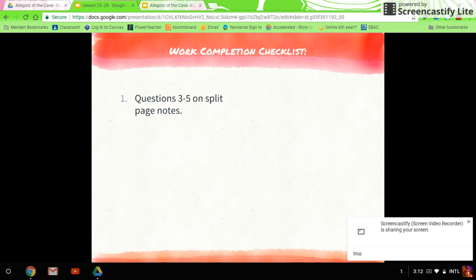By the end of this lesson, what you needed to have completed was questions 3 through 5 of your split page notes, as well as finishing reading the entire story. So at this point, you should have read parts 1, 2, and 3 of Allegory of the Cave. Again, if you found that you had difficulty understanding the audio version, I've provided a visual explanation of the story for you to watch.